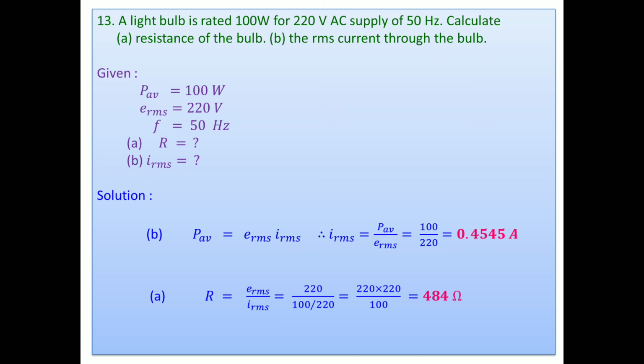We know that average power equals ERMS into IRMS. As stated previously, we know that power equals V into I. Here we take effective RMS voltage and current. So IRMS equals P average divided by ERMS, 100 upon 220. We get 0.4545 ampere. And resistance equals voltage upon current, ERMS upon IRMS. So 220 upon IRMS is what? IRMS is 100 upon 220, so 220 into 220 upon 100. We get here 484. Simple problem.